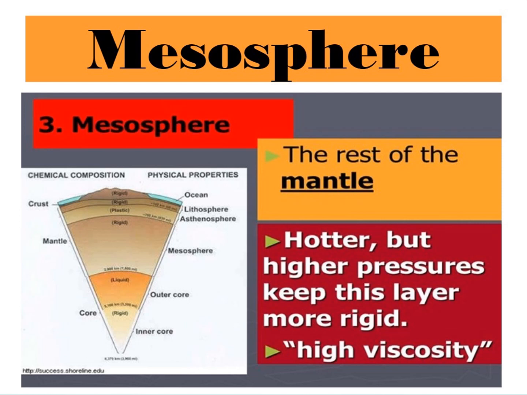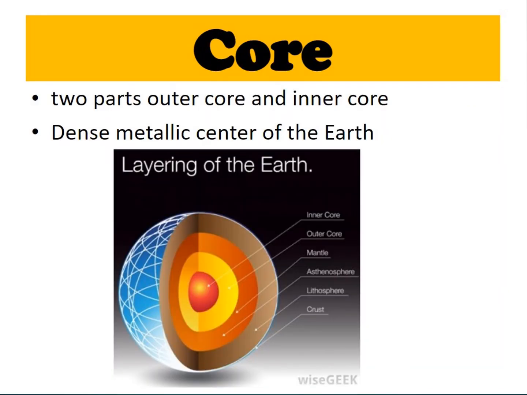The mesosphere is the rest of the mantle. It is hotter, but the higher pressure keeps this layer more rigid, and this is high in viscosity. The core. The core has two parts, the outer core and the inner core. It is the dense metallic center of the Earth.